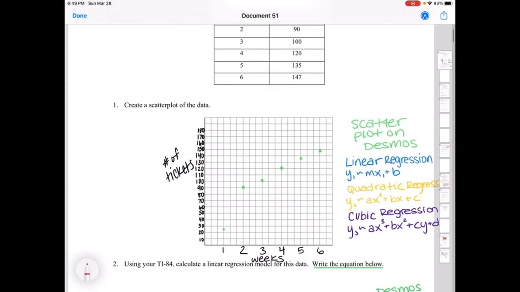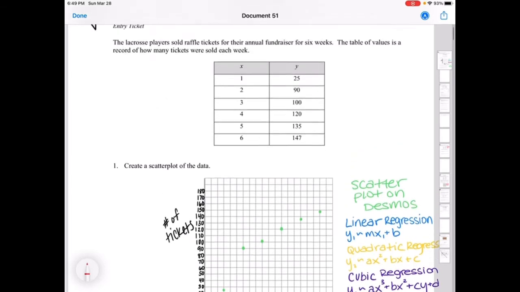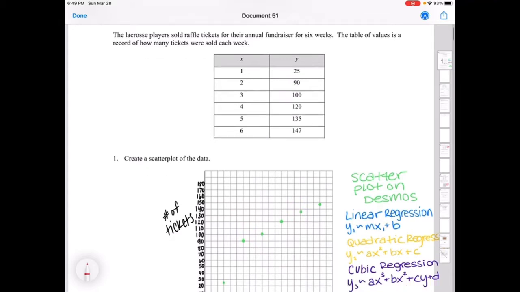So on the left side of the graph, we have the number of tickets. That's on the y-axis. And then on the x-axis, we have weeks. So I made a little scatter plot. You can do this in Desmos. So I'm going to show you how to do that in Desmos real quick.